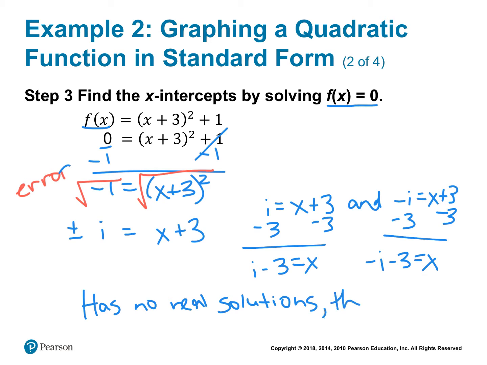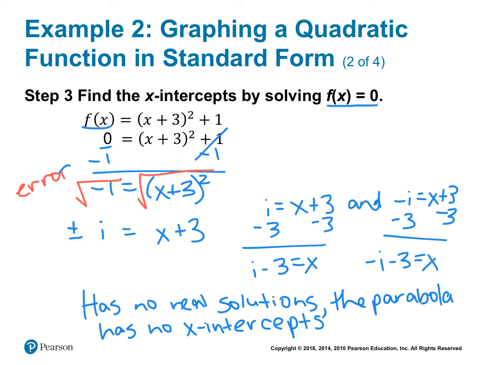So the parabola has no x-intercepts. And we'll see what this looks like in the graph, but it just means it's not going to hit the x-axis ever. And the graph is going to be opening upward, and it's not ever going to hit the x-axis.